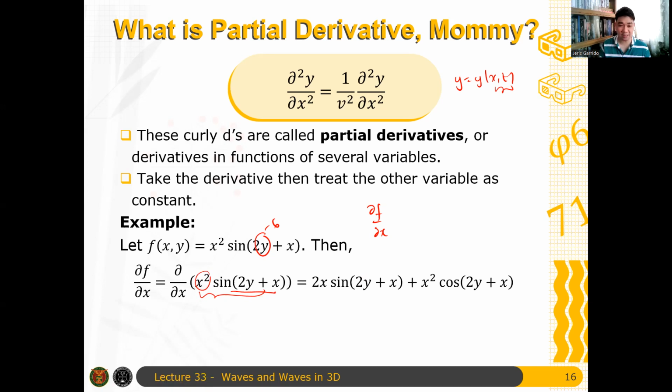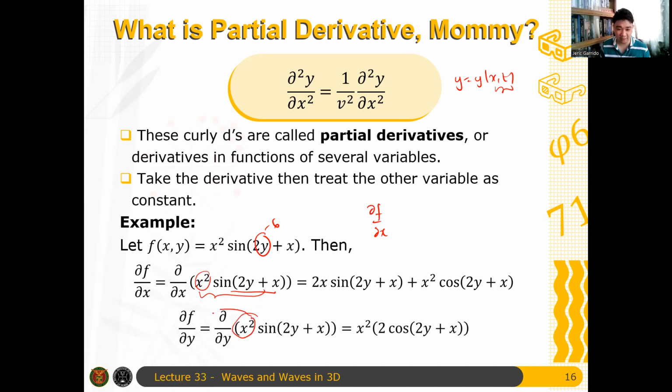And if you take the partial with respect to y, and then the x squared, lalabas lang yan kasi hindi siya dependent kay y. So, constant lang si x squared. So, ang kailangan nyo lang i-take na derivative yung sa sine kasi may y doon, no? So in that case, ang derivative ng sine of some 2y plus some constant here is 2 cosine of 2y plus x. So, nakuha.